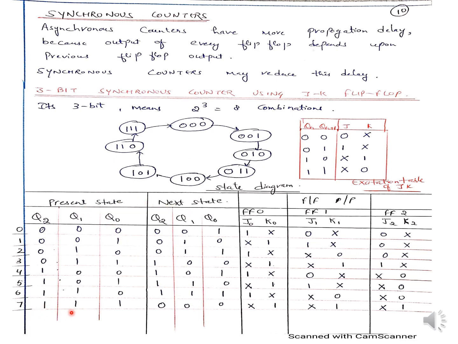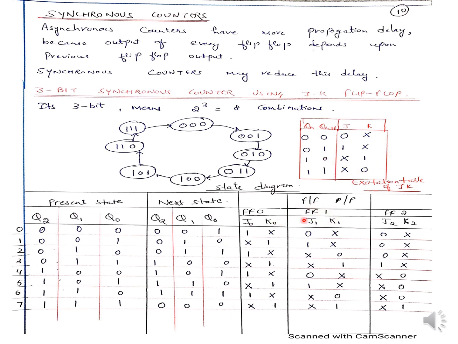So I have filled this table like this: present state and next state. And the last state is 1, 1, 1. After 1, 1, 1, you can see the state diagram, what is it doing? It is again going to 0, 0, 0. So after 1, 1, 1, I have written here 0, 0, 0. Okay, is it clear to you?